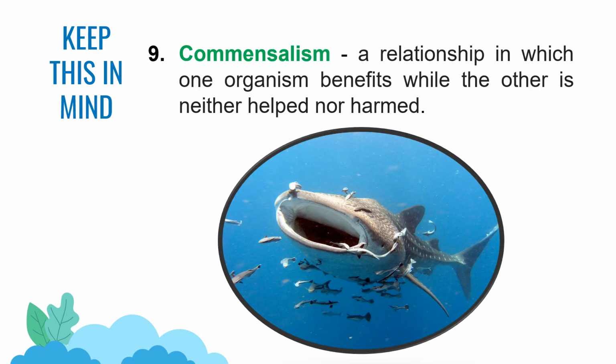9. Commensalism, a relationship in which one organism benefits while the other is neither helped nor harmed. Example of commensalism is the relationship between the shark and remora fish. The remora fish attaches itself to the shark for transportation and eats the leftover foods of the shark. However, the shark is neither benefited nor harmed.